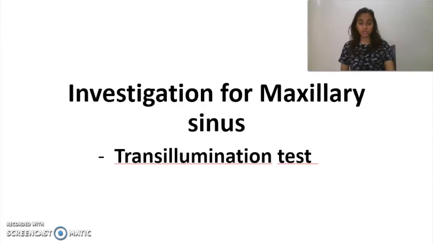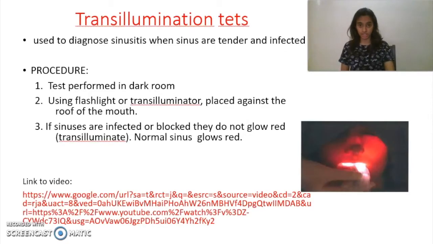Hello, so I will continue with investigations for maxillary sinuses. And here we use the transillumination test. Okay, so this test is used to diagnose sinusitis when the sinus is infected or blocked. The procedure is simple. It is performed in a dark room, and then using a flashlight or a transilluminator, you place it onto the roof of the mouth, then you flash it.